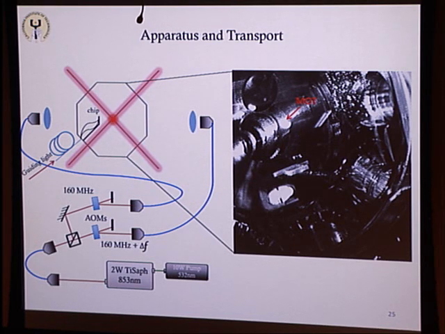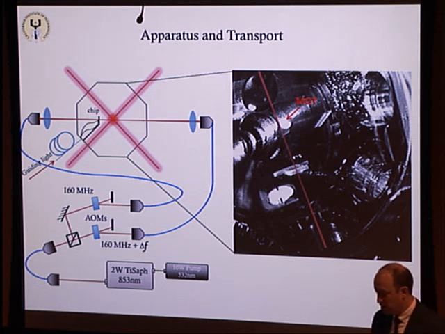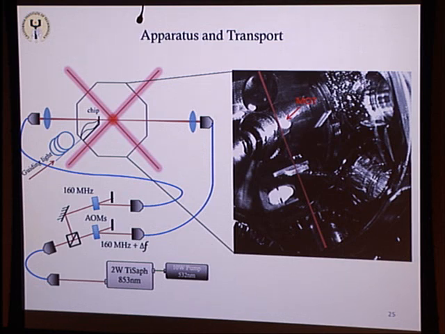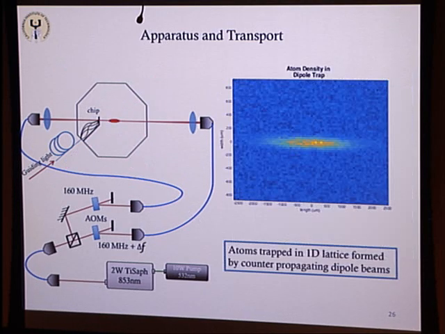The way that we do that is by creating a magneto-optical trap of cold atoms in the center of this chamber, and then we shine in a dipole trap. This dipole trap is red detuned from the cesium transition, so the atoms are going to be attracted to the regions of high intensity. It's a counter-propagating dipole trap, so it actually forms a one-dimensional lattice, and the atoms are trapped in what we call pancakes. This is just a picture of the dipole trap itself.